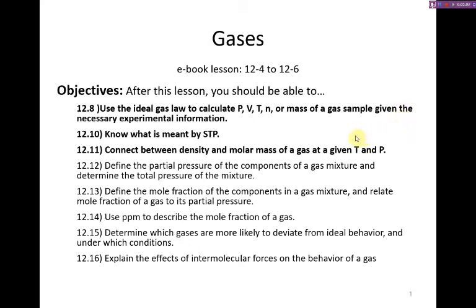In this video, we're going to continue our discussion about gases. Specifically, we're going to learn about the ideal gas law. So let's begin.